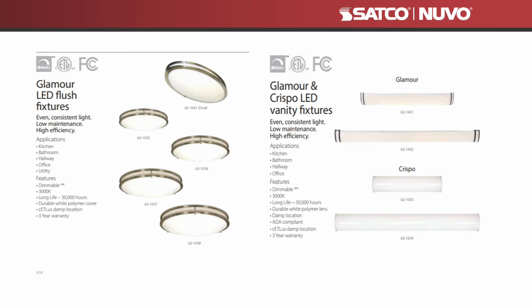In light commercial, hospitality, healthcare, our Glamour fixtures are very popular. These are flush mounts that come in various sizes and lumen packages. And when wall sconces and vanities are needed, our Glamour and Crispo LED fixtures are both efficient, long-lasting, and good-looking.